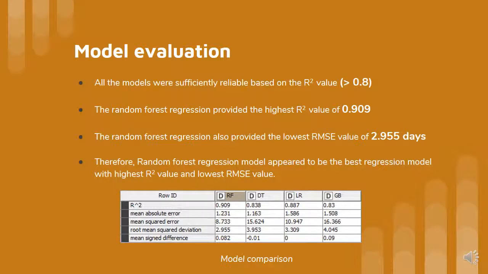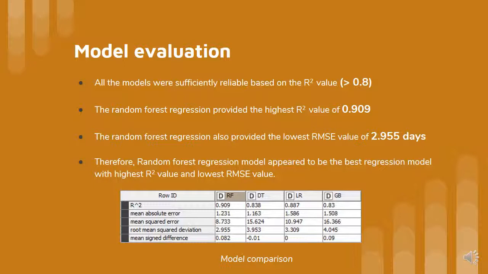So this is the important part of our project report, where we evaluate the different models and their accuracies. If we look at the table, we can see that the R-square values of each of these models are more than 0.8. That tells us that all the models are sufficiently reliable based on these values that are greater than 0.8.